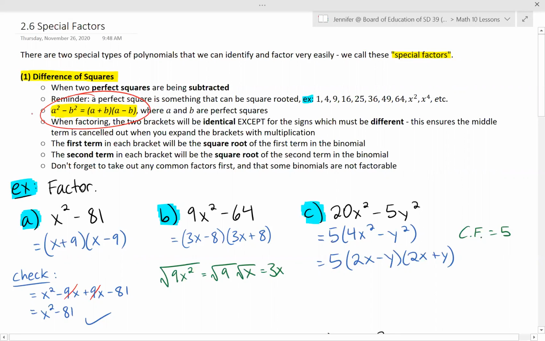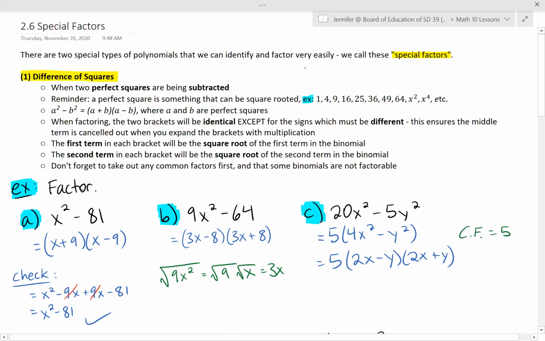So this right here is something you're going to have to memorize that represents the difference of squares. This is what it looks like, and this is how it gets factored. In this case, A and B represent perfect squares. So when you're factoring, the two brackets that you'll get are identical except for the signs, which are different. So one will have a positive sign, one will have a negative sign. It doesn't matter which one goes where, as long as you have one of each. The reason this has to work out is when you expand these brackets out, the middle term has to be eliminated. That's why we're left with just a binomial.